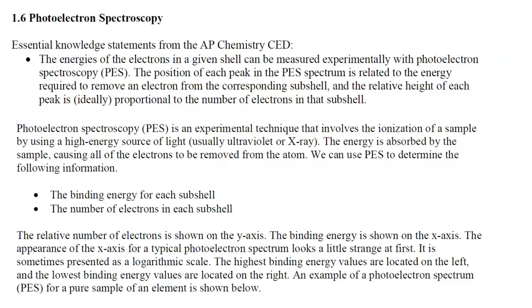Now we're going to take a look at our next topic. This is topic 1.6, Photoelectron Spectroscopy. Here is an essential knowledge statement from the AP Chemistry course and exam description. The energies of the electrons in a given shell can be measured experimentally with photoelectron spectroscopy, or PES. The position of each peak in the PES spectrum is related to the energy required to remove an electron from the corresponding subshell, and the relative height of each peak is ideally proportional to the number of electrons in that subshell.